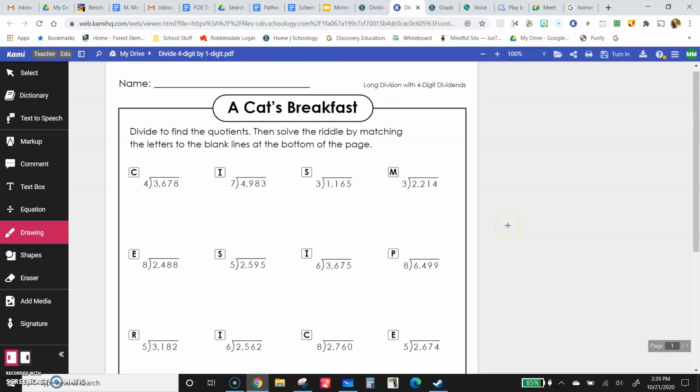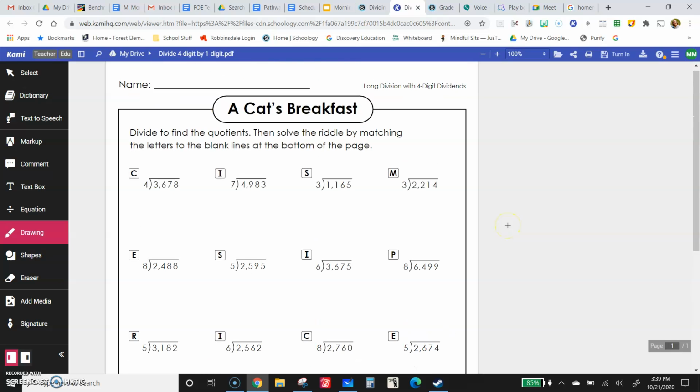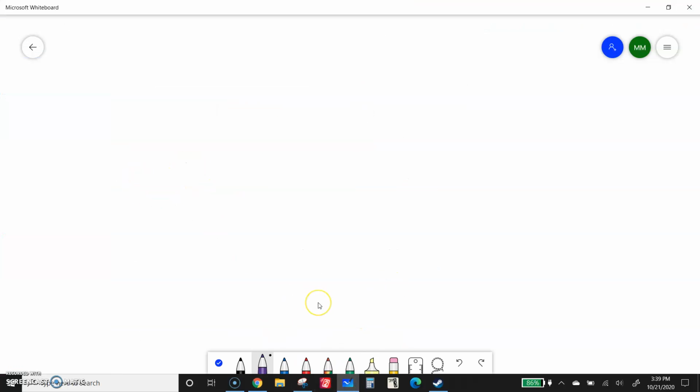So I'm going to do a couple of the problems, same ones as in the other video if you watched it, and just a different strategy. So I'll start with this first one, the letter C. 3,678 divided by 4. Notice I don't read it from left to right. I read what's inside the house and then say divided by what's on the outside. I usually keep running out of space, so I'm trying to write smaller. So just know I might run out of space, but I'm trying not to.